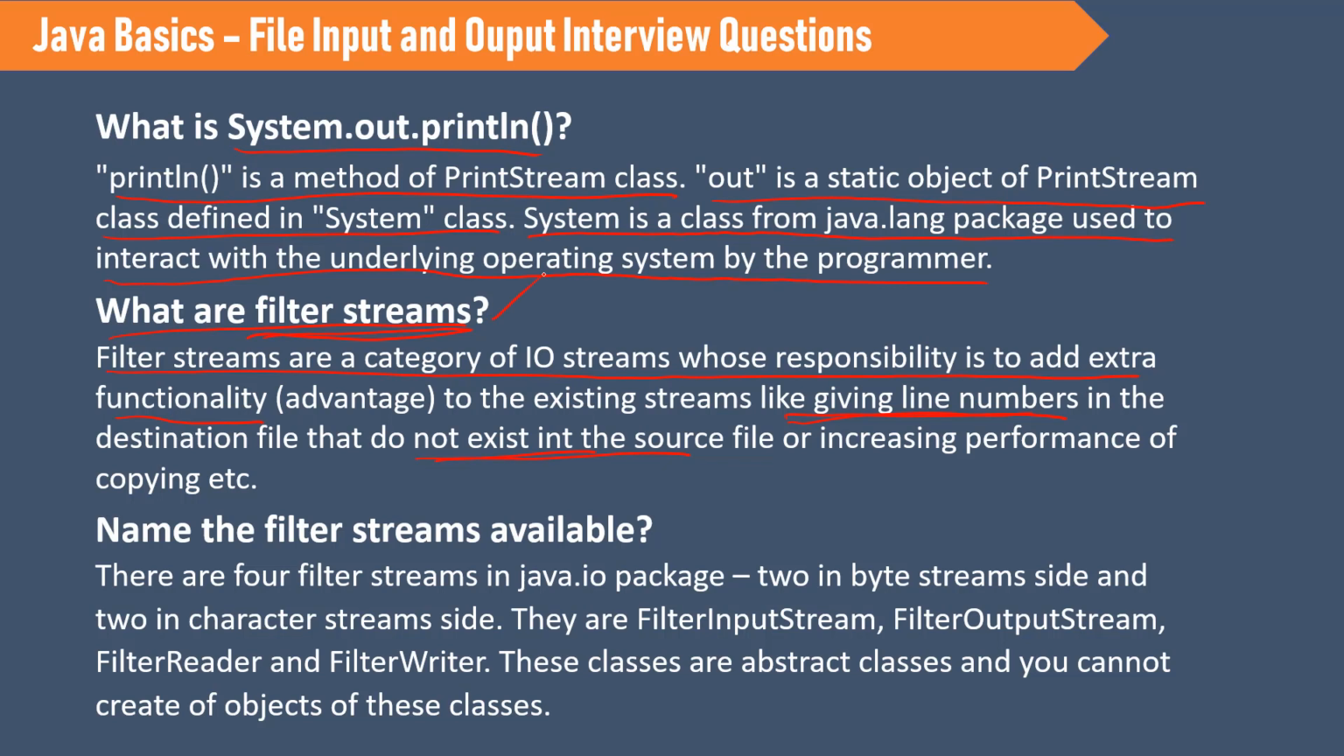This kind of functionality you can add using filter streams. You can see that picture that we discussed in the first video. There are 4 filter streams in the java.io package, 2 on the byte stream side and 2 on the character stream side. On the byte stream side we have FilterInputStream and FilterOutputStream, and on the character stream side we have FilterReader and FilterWriter.